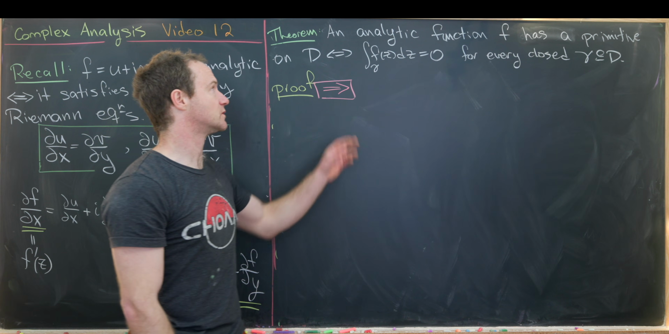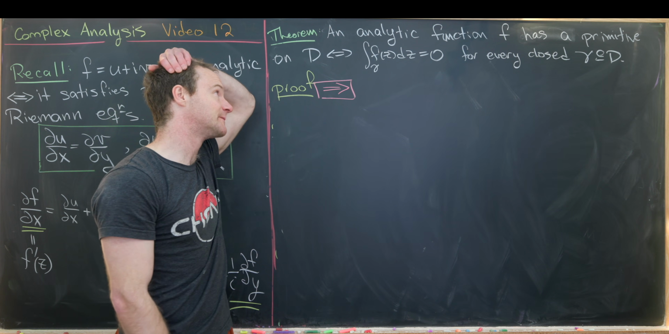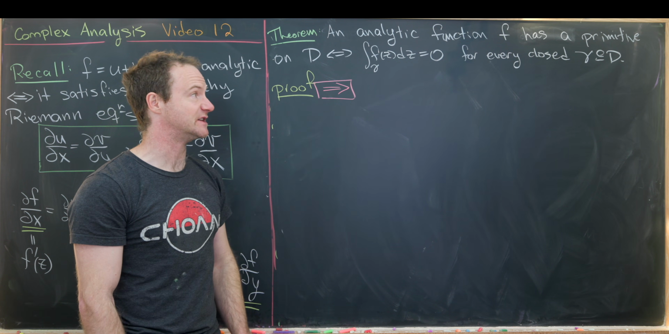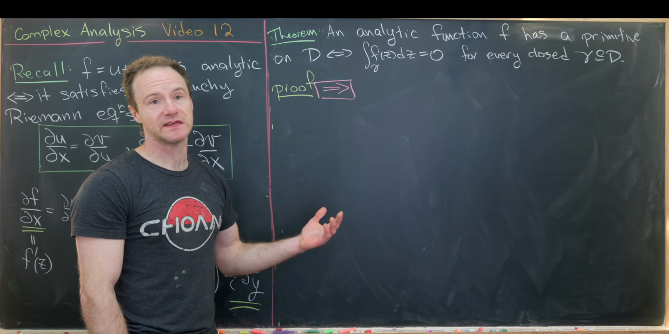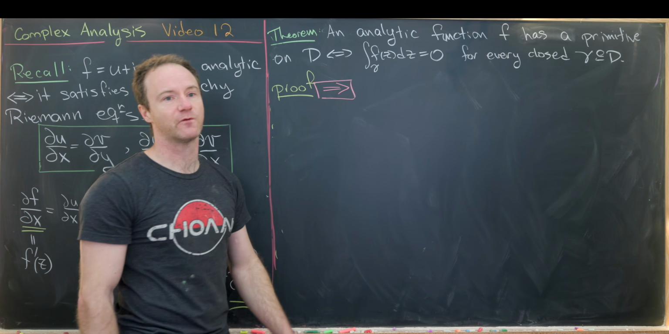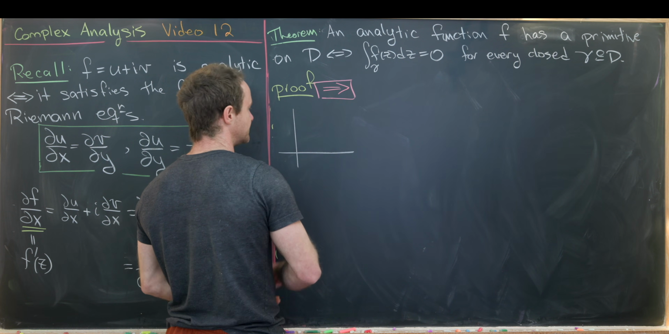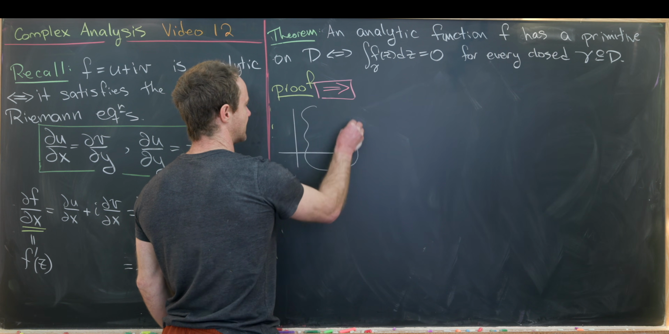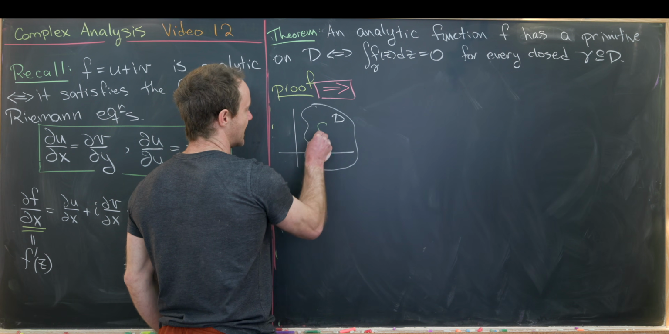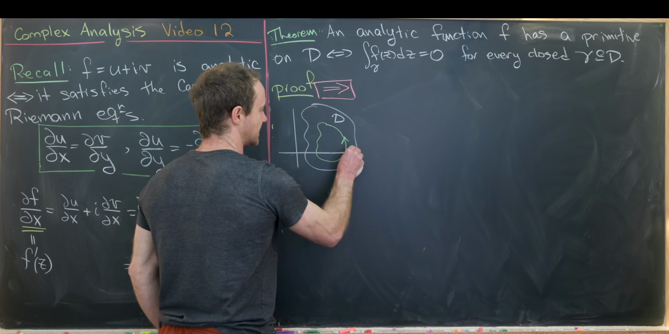So for our next result, we'll show that an analytic function f has a primitive on a domain D if and only if the integral over gamma of f(z) dz is equal to 0 for every closed curve gamma in D. Okay, so let's do this forward direction. Let's put a little picture of what's going on here first. Let's say this is my complex plane, and this is my domain D, and then inside of that, I have a closed curve, and this is my closed curve gamma.